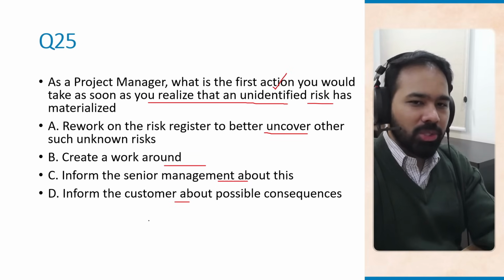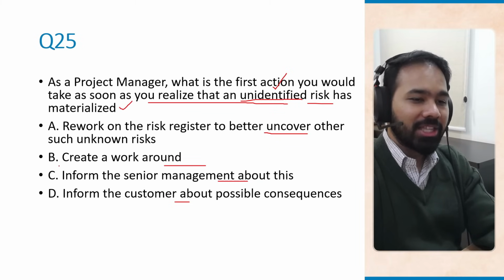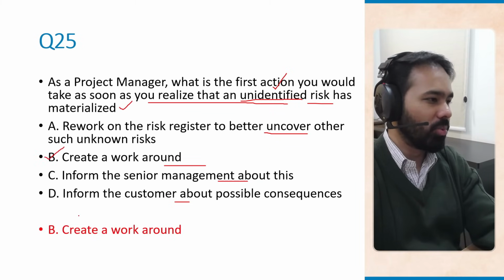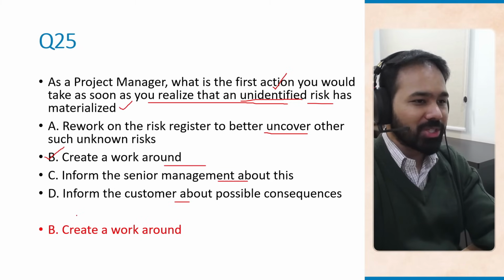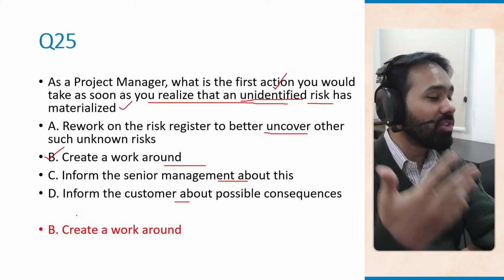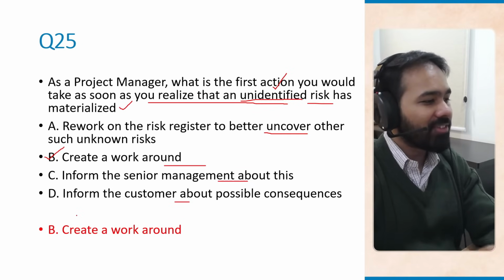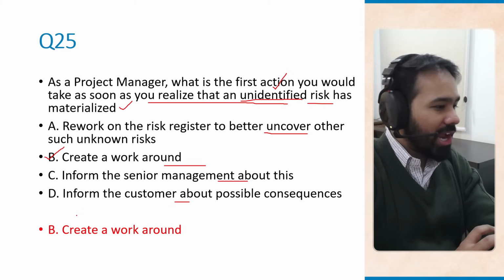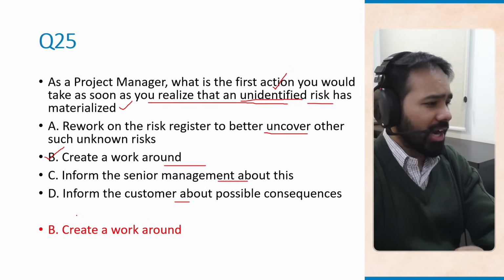The correct thing to do here, since the unidentified risk has already materialized, is to create a workaround. And this is an unidentified risk, right? It becomes an issue. It is no longer a risk because it has already materialized and it was not even on the risk register because it is unidentified. So always the first action that you need to do is to create a workaround so that you can address the issue and you can minimize its impact. At least try to do so.